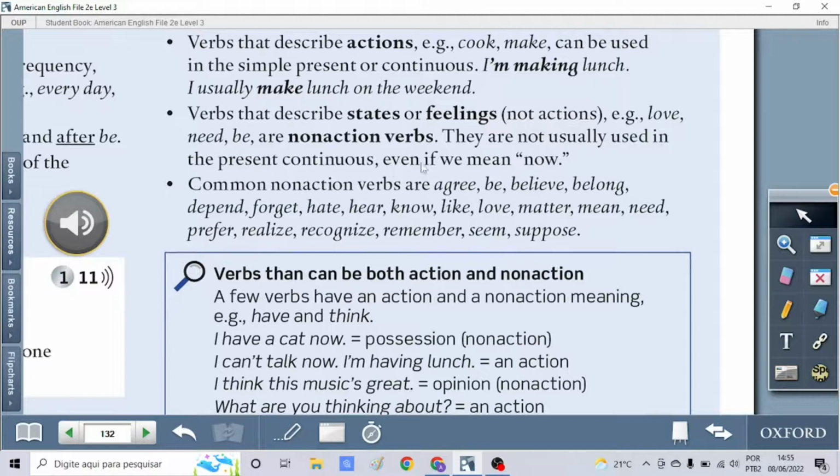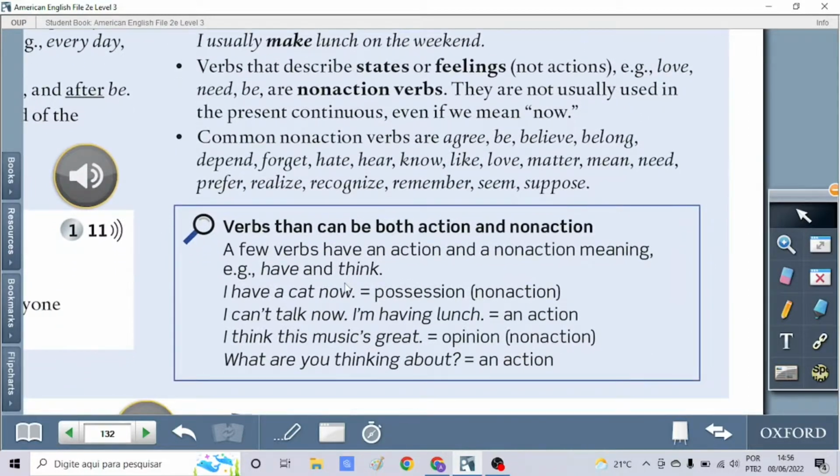Here we have some extra examples for you. Common non-action verbs are usually agree, be, believe, belong, depend, forget, hate, hear, know, like, love, matter, mean, need, prefer, realize, recognize, remember, seem, suppose. Some of the examples we have here, okay?